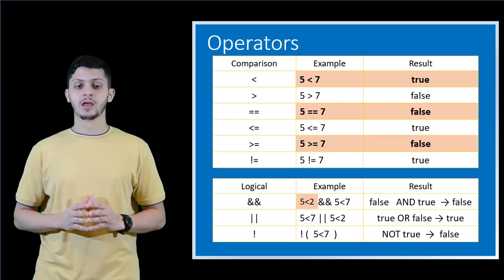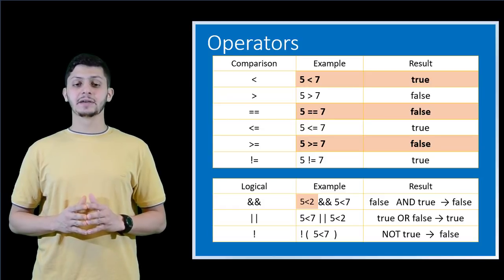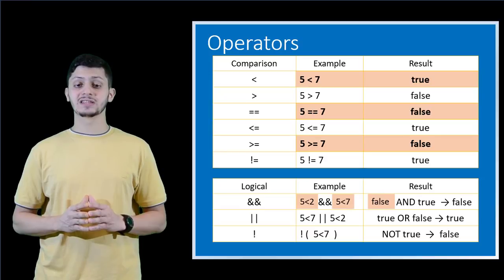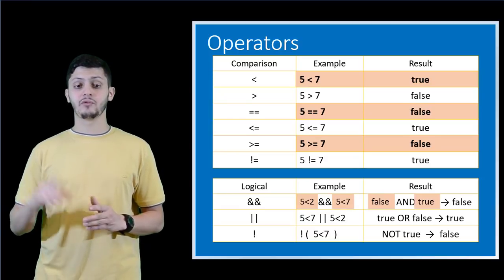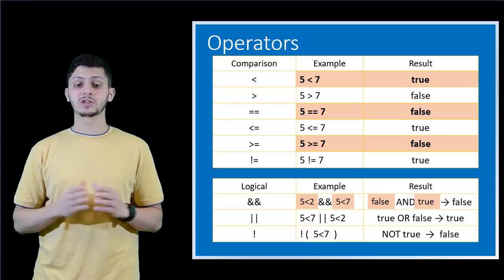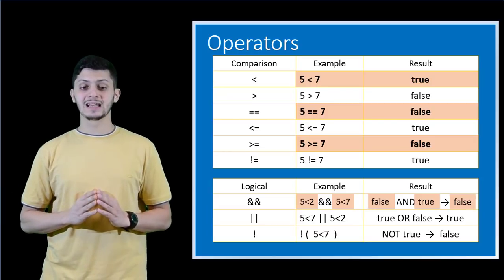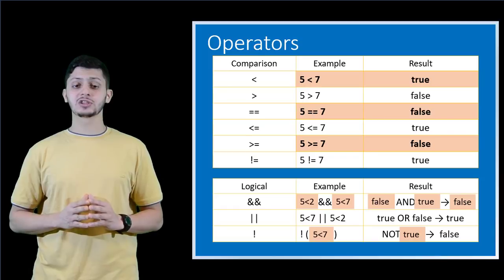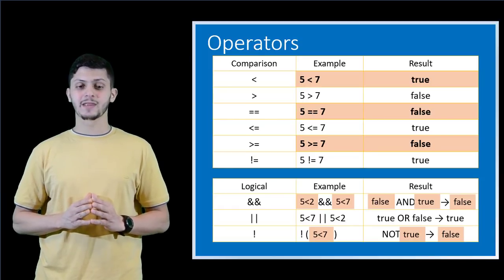Using logical AND, we know that 5 is less than 2 is false and 5 is less than 7 is true. So false and true will result to false. Last, since 5 is less than 7 is true, not true will result to false.